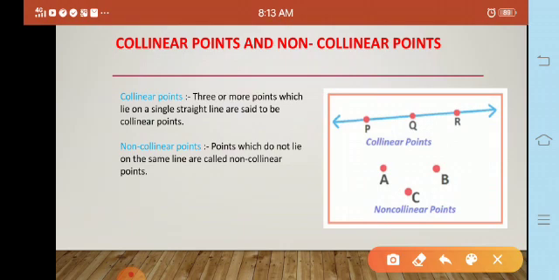Collinear points and non-collinear points. 3 or more points which lie on a single straight line are said to be collinear points. See this point P, point Q and point R. They are lying on one single straight line. That's why these points are called collinear points. And point P, point C and point B. After joining these 3 points, we are not getting one single straight line. So such points which do not lie on the same line are called non-collinear points.